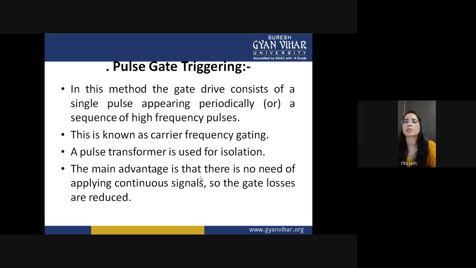Next is your pulse gate triggering. So in R or RC triggering, you can see that in the R triggering circuit, you were using only one diode and there was no capacitor, and because a diode will conduct only for the positive half cycle, that's why the limit of triggering was only from 0 to 90 degree.